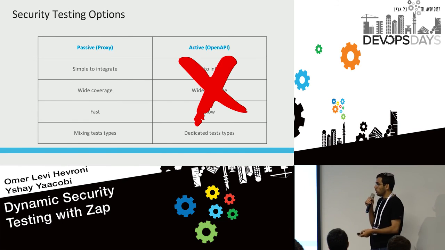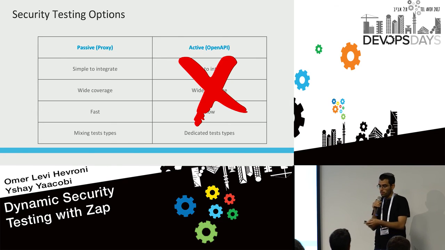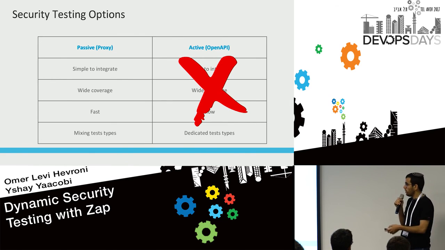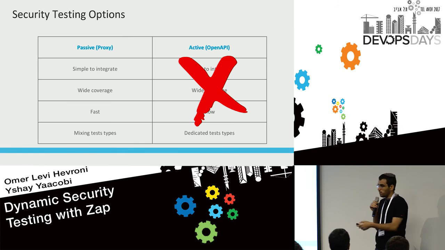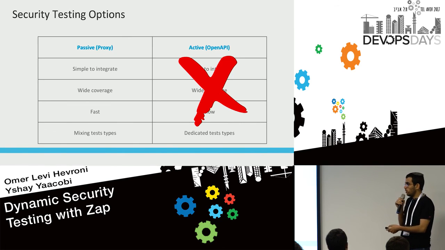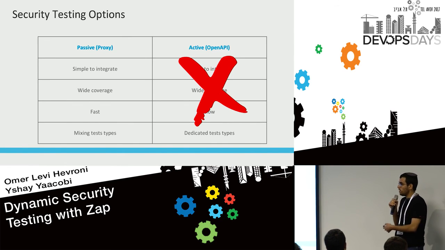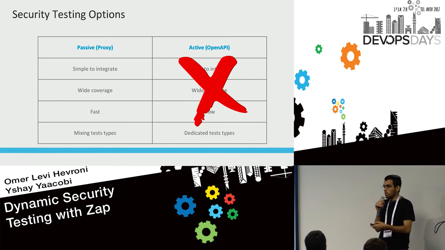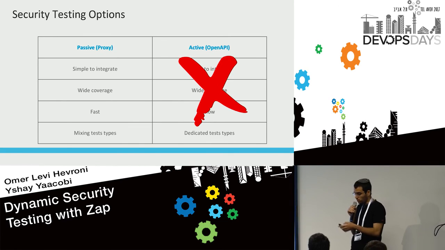For Tweek, we decided to use only the passive for now, mainly because of the performance issue. We didn't want to affect the build time, but we're still thinking about what we can do with the active because the active is highly valuable. Maybe we'll run it once in the night or something like that. We're still talking about it.